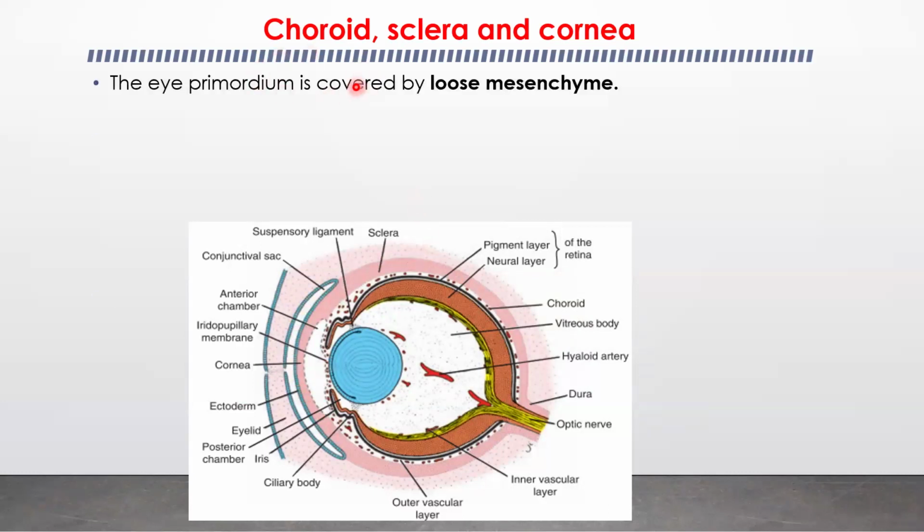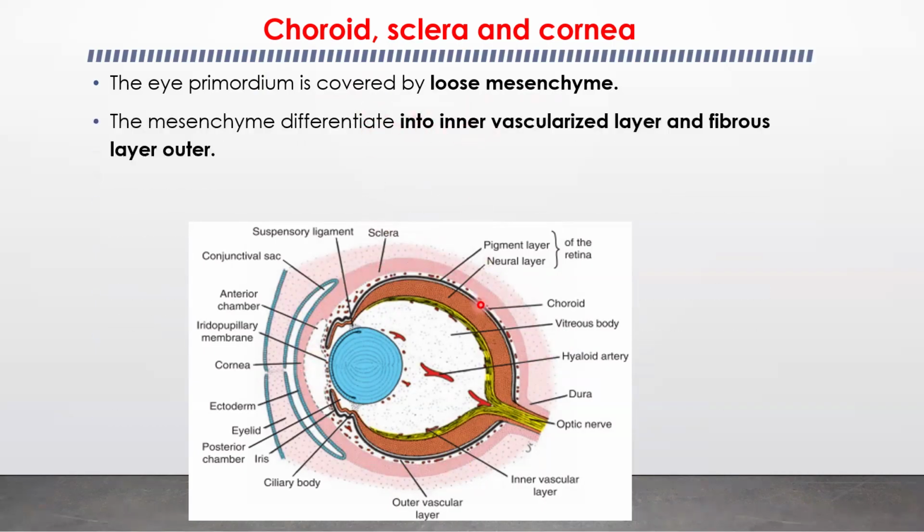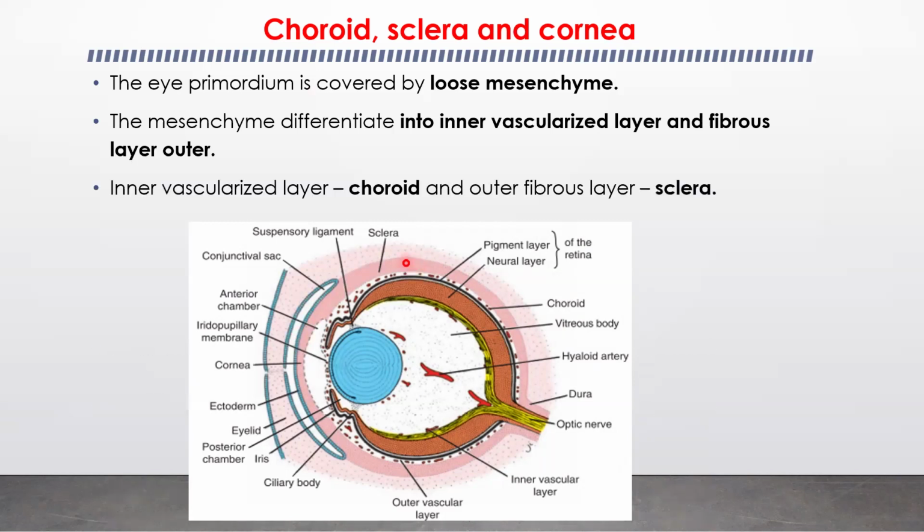So the eye primordium is covered by a loose mesenchyme, as you can see here. So this is a mesenchyme that is covering this optic cup, the eye primordium. So this loose mesenchyme will differentiate into an inner vascular and an outer fibrous layer. This inner vascular part gives us the choroid, and the outer fibrous part will give us the sclera. So the inner vascular layer gives us the choroid, and the outer fibrous layer gives us the sclera.